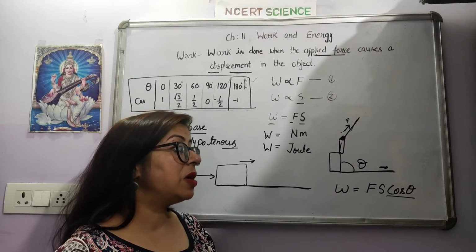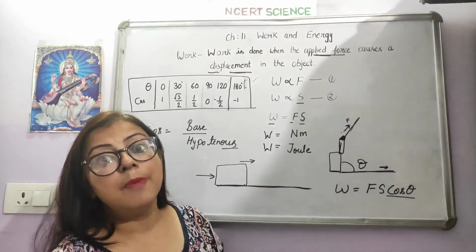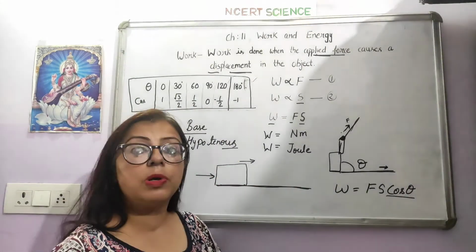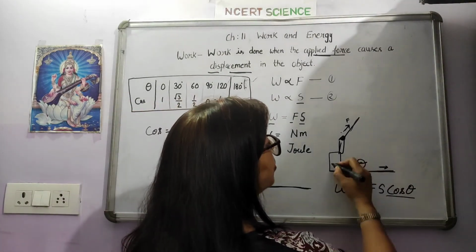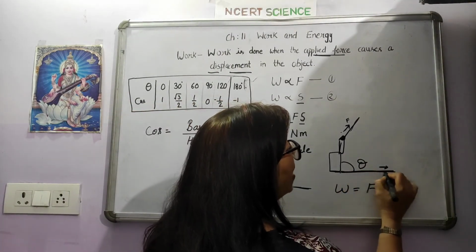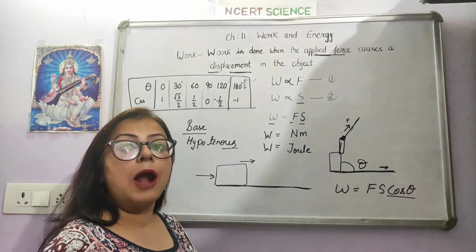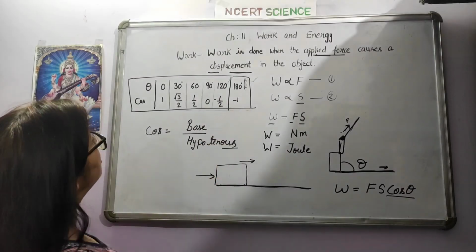Now you can ask why I have taken cos here. Because, as we know, cos equals base upon hypotenuse. Fine. So that's why I have taken cos here. And for your convenience, I have written this table for you.